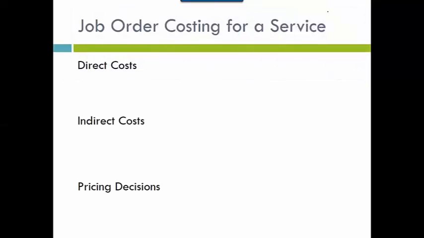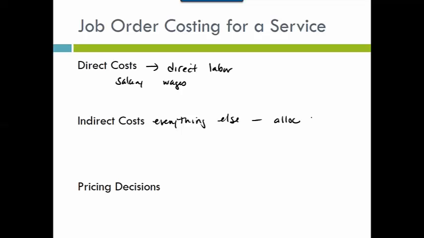For a service business, it's a similar process. Basically, they just have direct and indirect costs. They don't have materials for a service business, so they have direct costs, which is really their direct labor, and then they have indirect costs, which is everything else. So this would be salary and wages, that kind of stuff. There's no direct material. They generally are just going to allocate all of these indirect costs in a very similar way with that predetermined overhead rate.